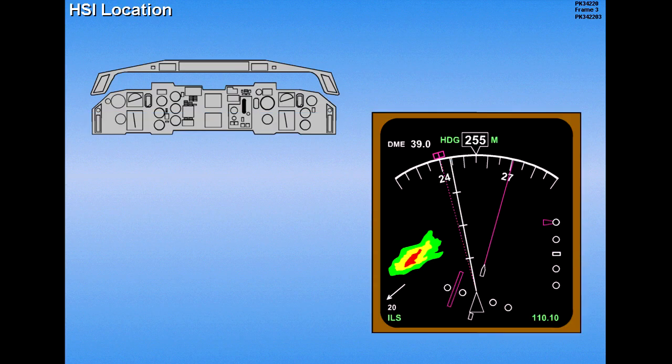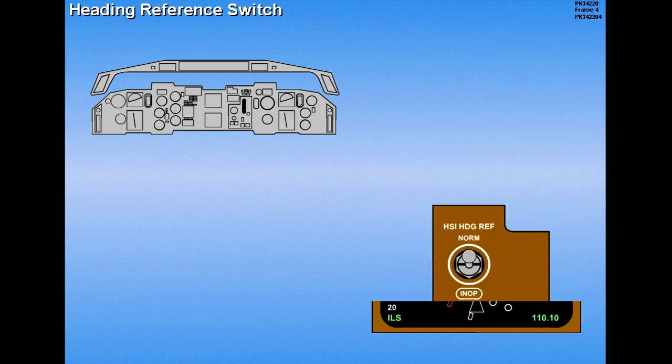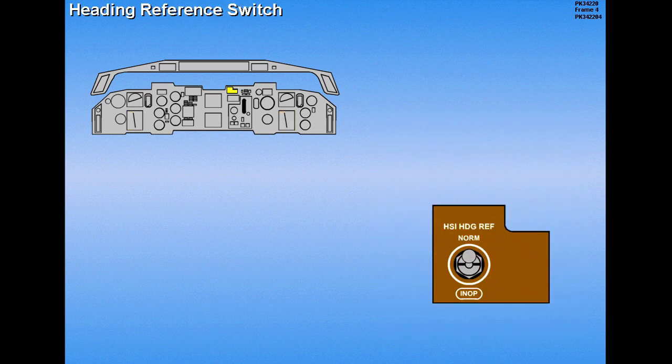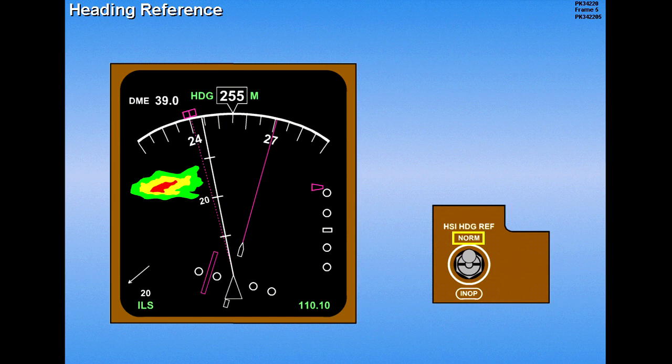An electronic HSI is located below each pilot's ADI. A heading reference switch is located on the center instrument panel. The switch is only functional in the norm position. In this position, the HSI heading is referenced to magnetic north, except in polar latitudes when it switches to true north automatically.